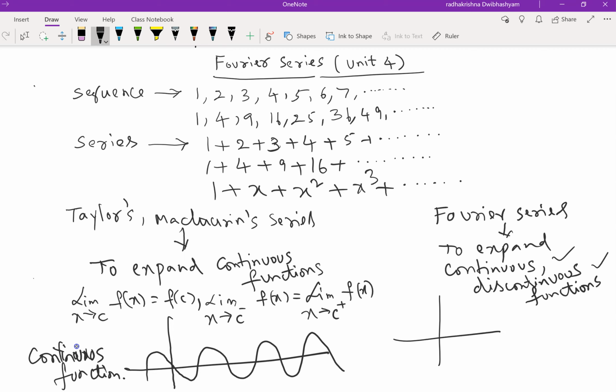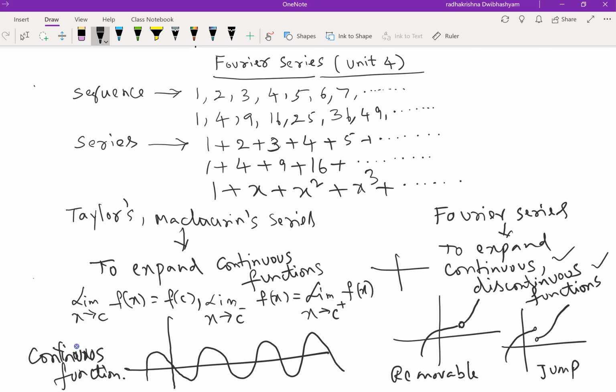That means here, at some point, if the curve is like this, or if the curve is like this, jump discontinuity, that means like this. This is removable discontinuity, and this is a jump discontinuity. And one more graph is, this is infinite discontinuity.